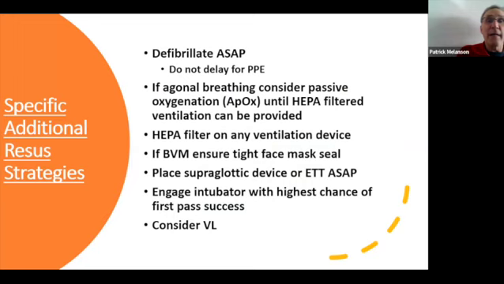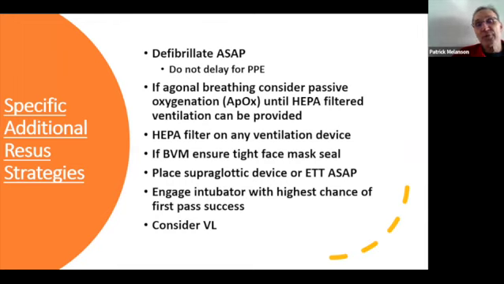So again, the recommendations are still defibrillate as soon as possible, but now don't delay for PPE to be placed on. And it takes at least 2 minutes realistically to get everybody in PPE appropriately. If there's agonal breathing, you can consider passive oxygenation, apneic oxygenation, until a HEPA filtered ventilation can be provided.